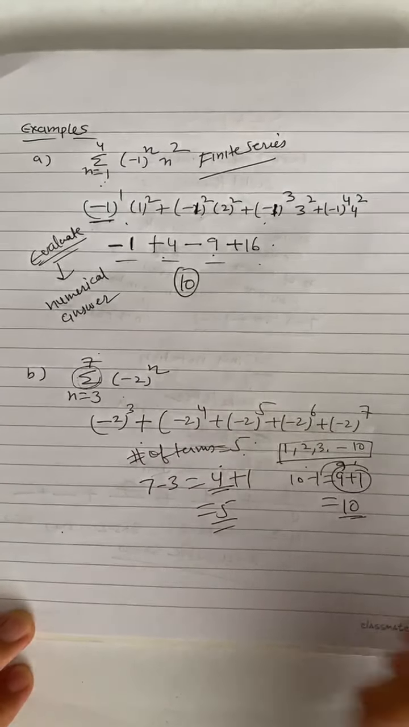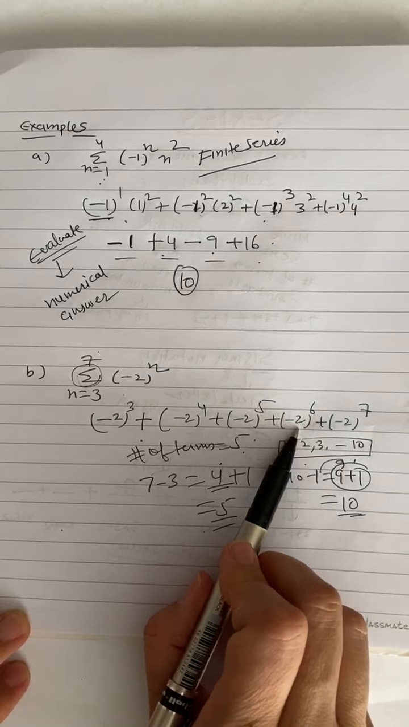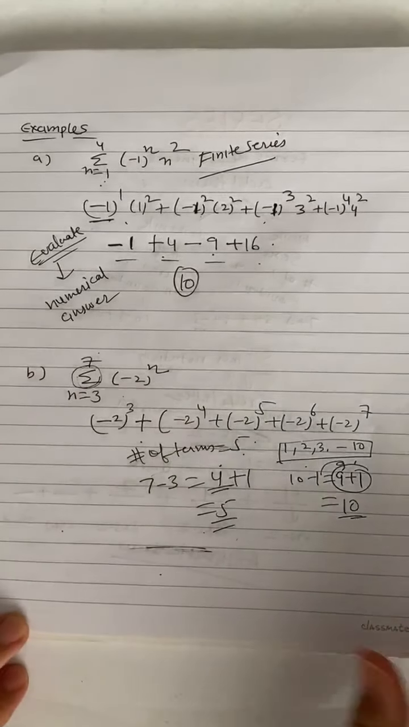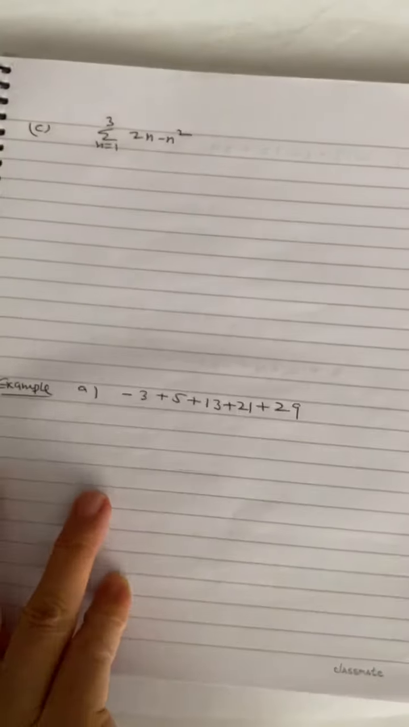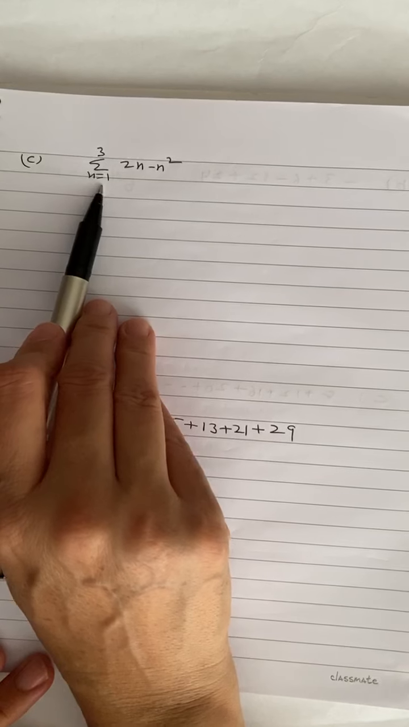Okay, so the number of terms here is 5, and now you simplify it, you open this bracket, and if they ask you to evaluate, you find a numerical answer here. The next one is, now here how many terms we have? We have 3 terms here.